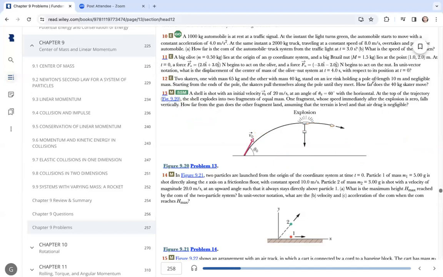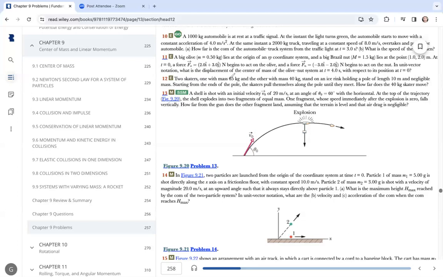And this is sort of like the question we did on the check, right? They're holding a pole and they pull themselves until they meet. How far does the 40-kilogram skater move? So what you have to do is figure out what the center of mass is, right? The center of mass is not going to be halfway. The center of mass is going to be closer to this skater.